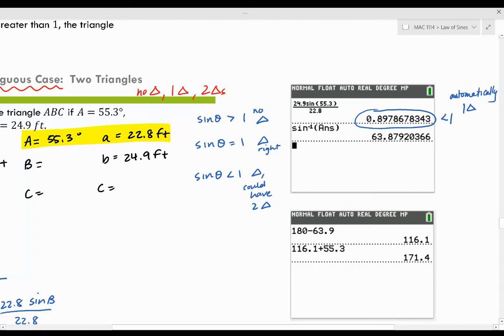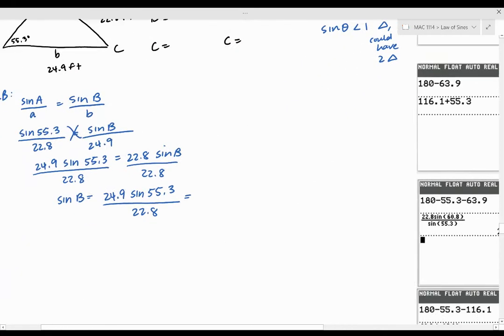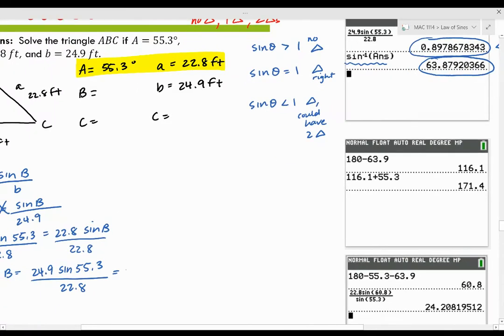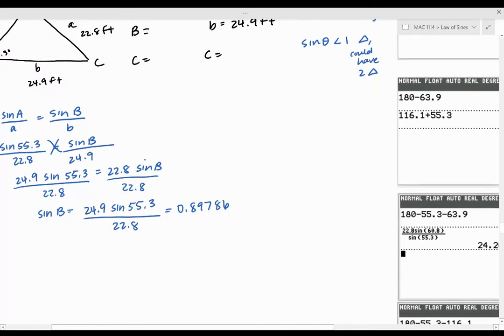So in order for me to figure it out, I have to figure out what this angle equals in degrees. So I take the inverse of the answer that I just got, and I get 63.879. I'm going to round that to one decimal place. So that angle is 63.9. We got 0.89786. So then to get B out of here, we do the inverse sine of 0.89786, and that gave us 63.9 degrees. Okay, so that's our angle B.